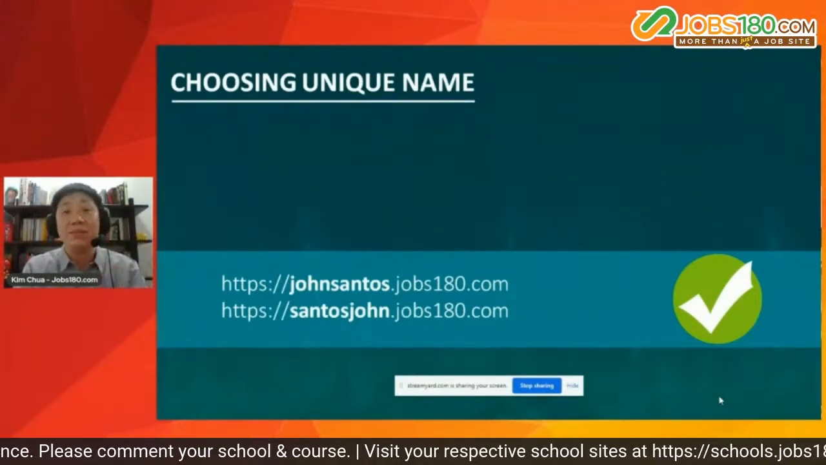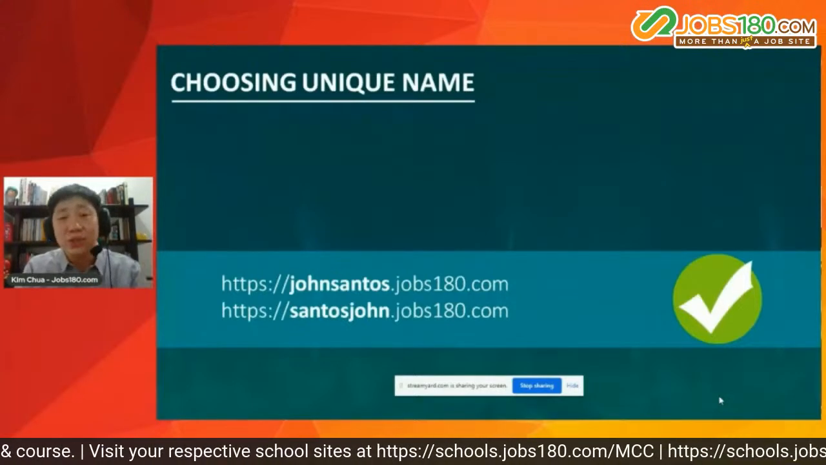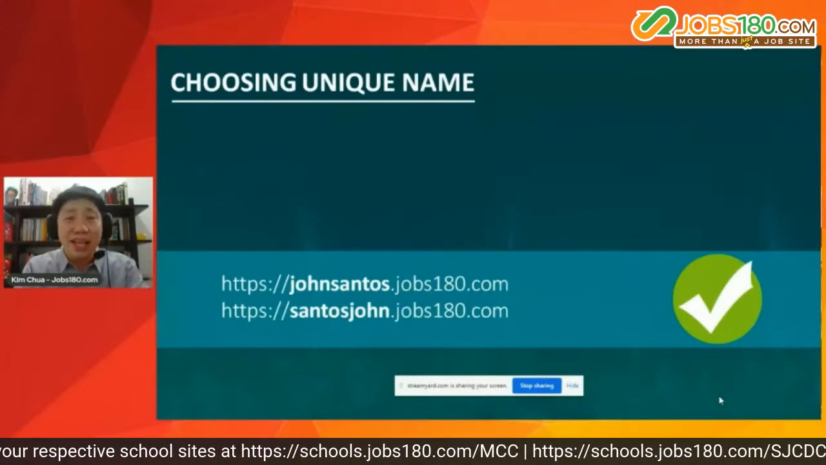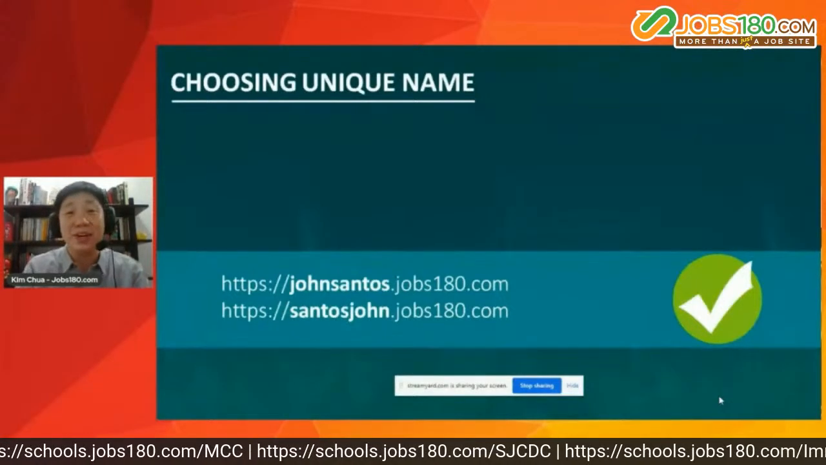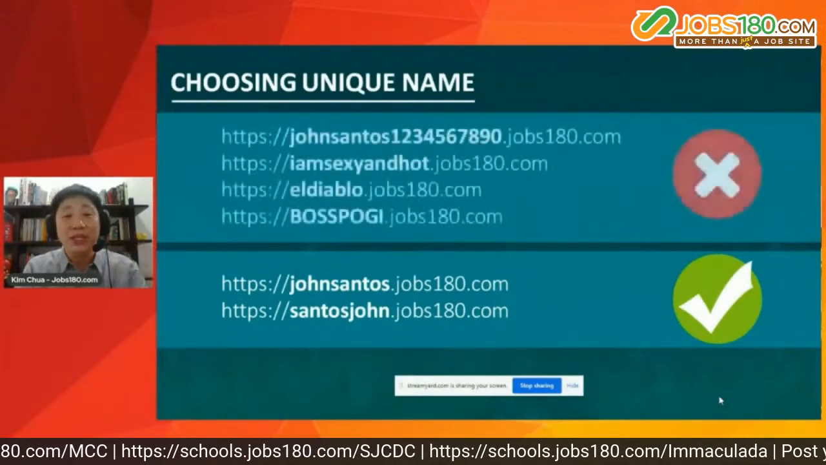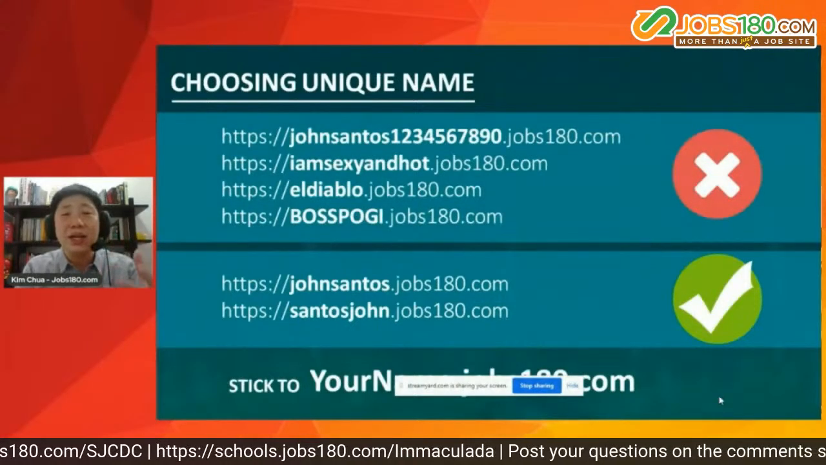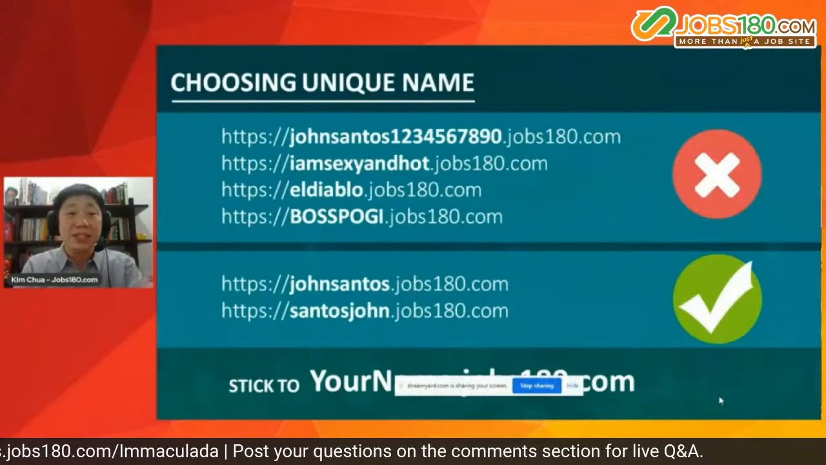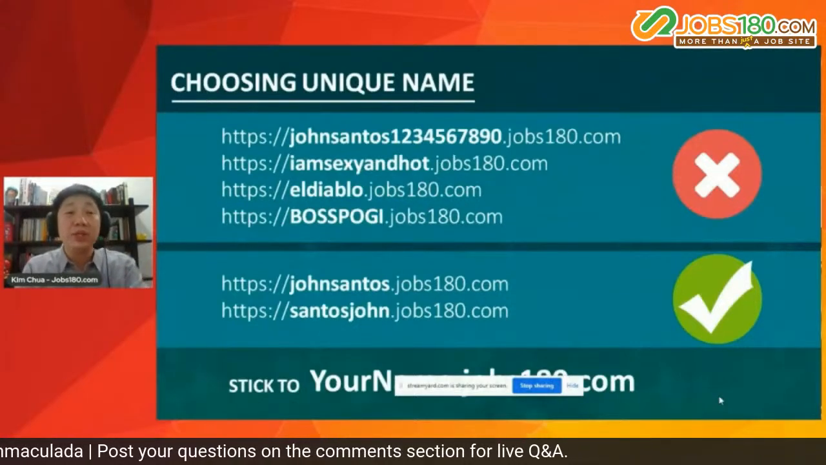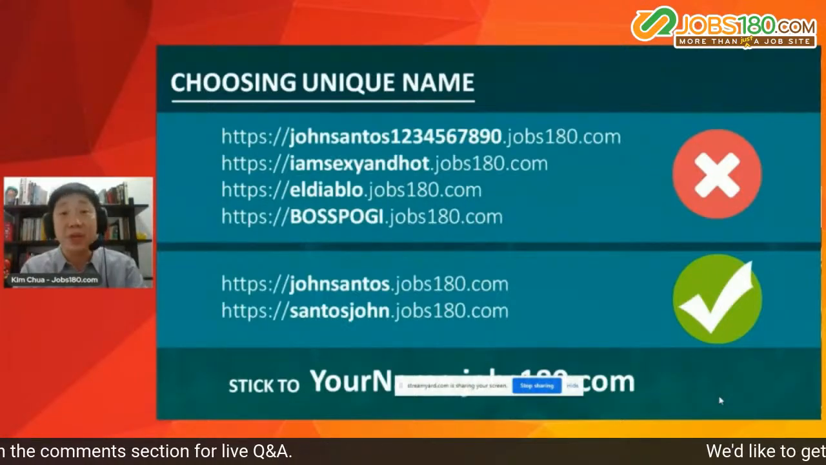Huwag kayong malungkot, pag taken na, okay lang, just be creative. Pwede mo gawin, baliktarin mo, gawin mo santosjohn.jobs180.com o kaya J Santos o kaya Santos J o kaya JS o kaya SJ. Depende kung ano gusto mo gawin. Basta importante, wala kang kapangalan, wala kang kapareho. Now, when you do this, huwag kayong OA. Do not create yung mga ganoong klaseng over creative na resume link because it doesn't look professional. Imagine submitting to a company with your resume link that says eljablo.jobs180.com. Hindi yan mukhang professional.